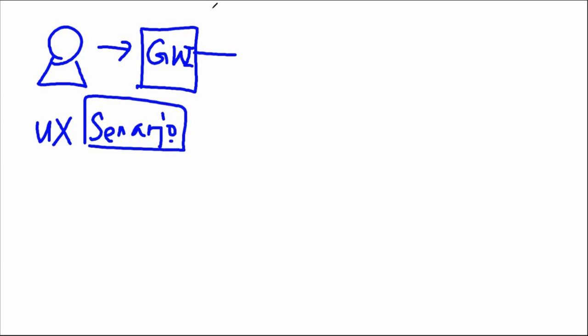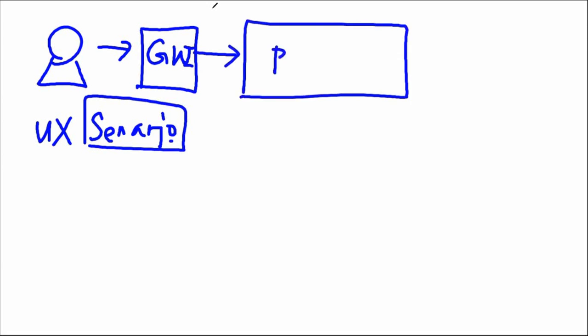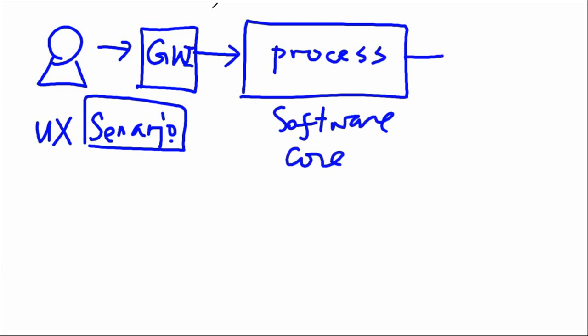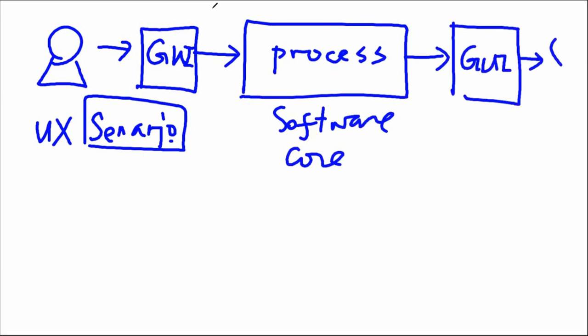And then for the GUI or the interfaces, we can have software to do processing. And here we call it software. And then we have another set of GUI that provides the result to the user. Again, it's related to user experience. And to build this software core, we actually have something called software engineering.